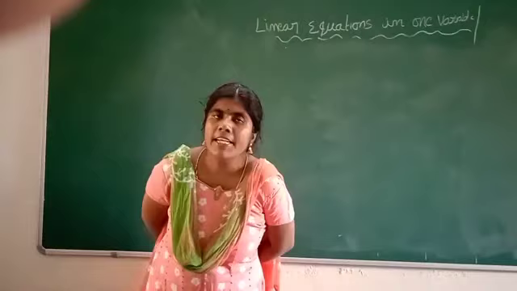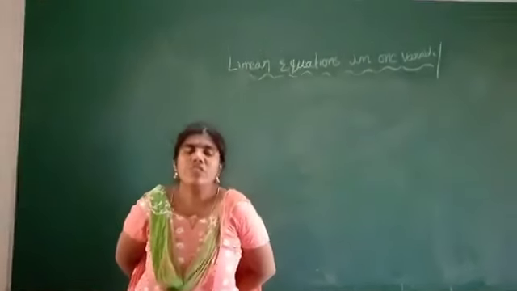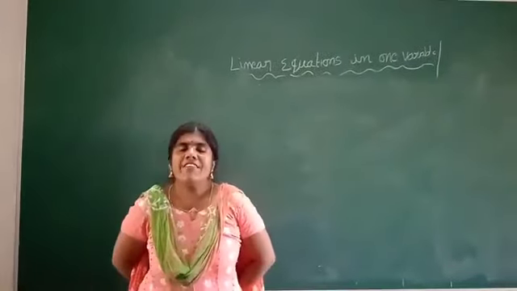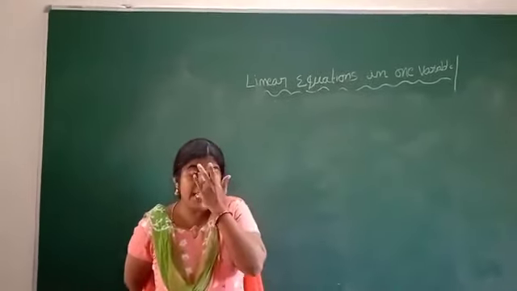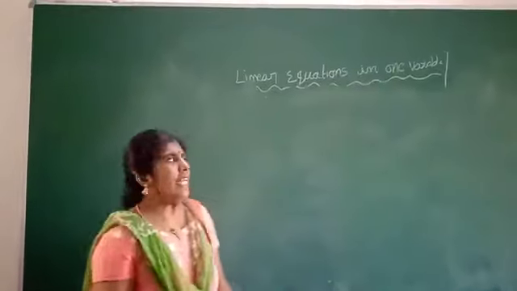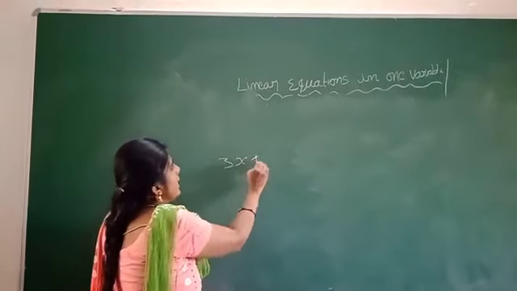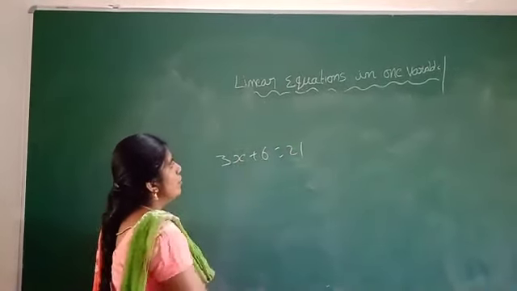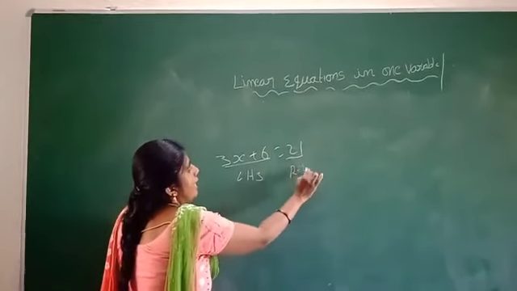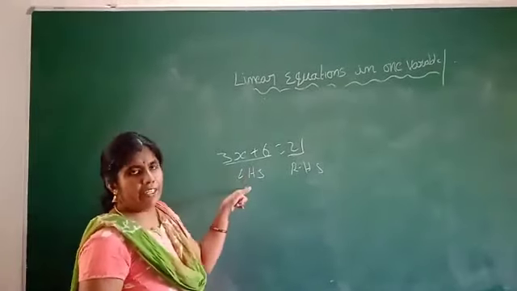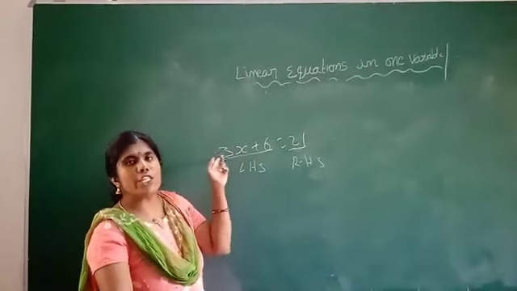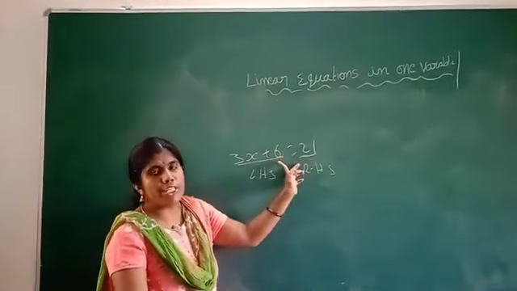Okay, children. Once again, let us repeat and discuss this section. What is the equation? What is the linear equation? An equation is nothing but an expression with an equal to sign. What is the equation? 3x plus 6 equal to 21. So 3x plus 6 is the LHS. 21 is the RHS. Okay, that is the equation. Now explain the terms. 3 into x. x is the variable. 3 is the coefficient. 6 is the constant. Okay.